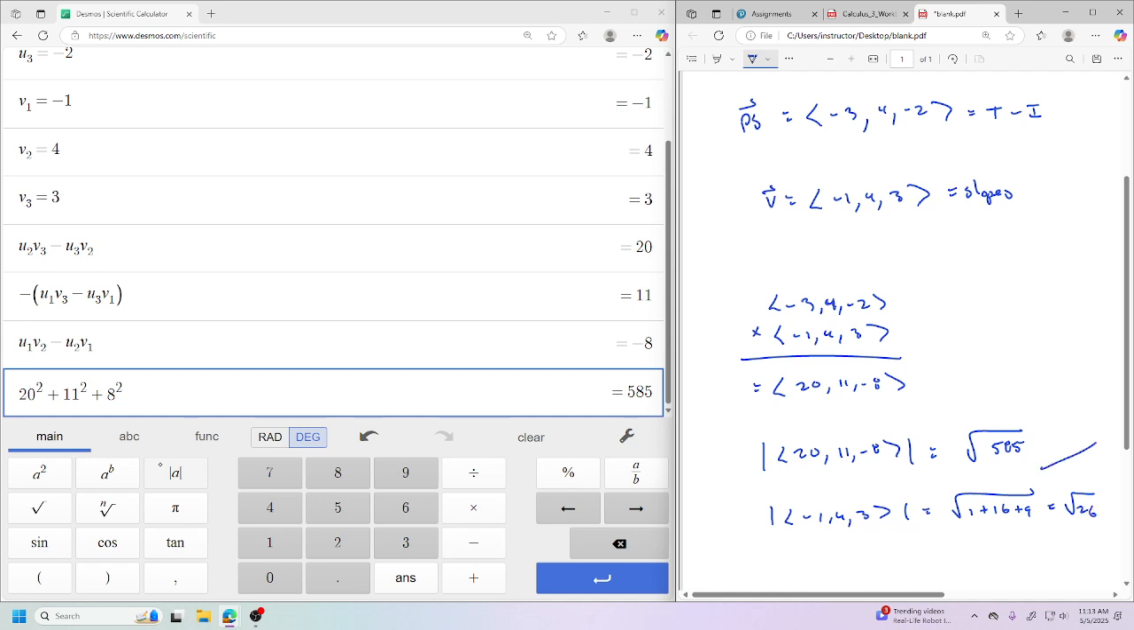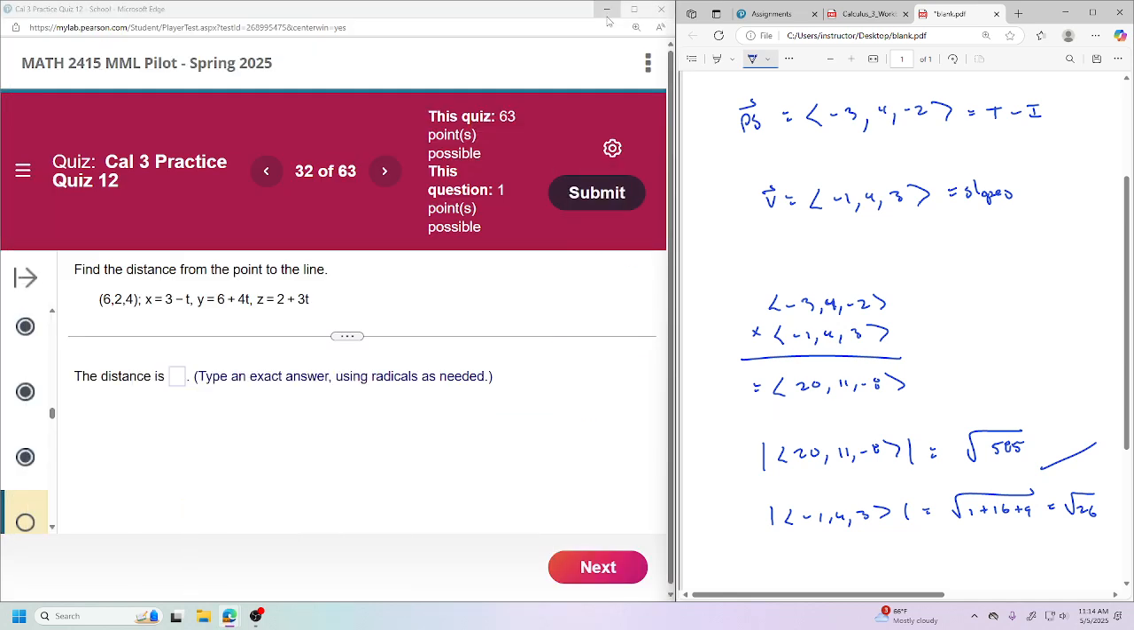So then just divide them and you're good to go. Cool. Yeah, because I remember what got me on the first exam was these questions where I got confused with the point to a plane versus point to a line, line to a plane, and plane to a plane. There's a lot of different formulas.